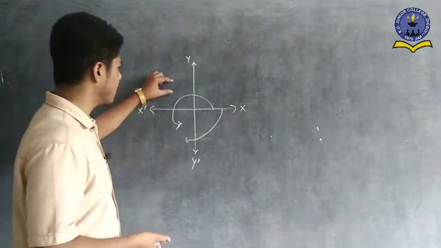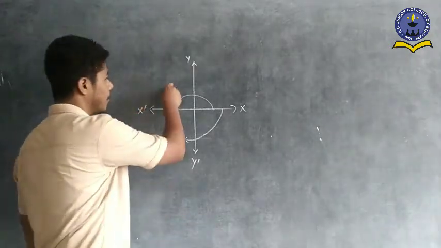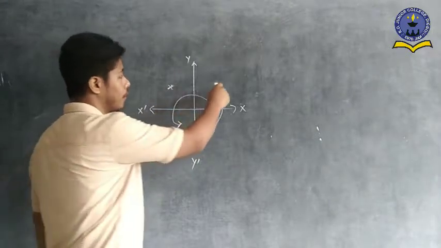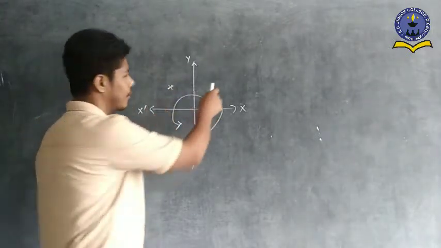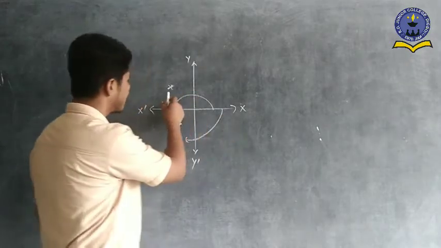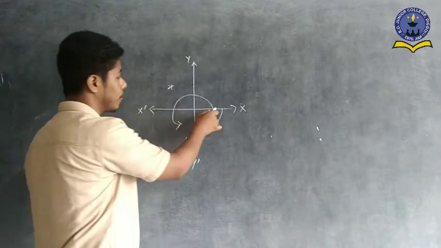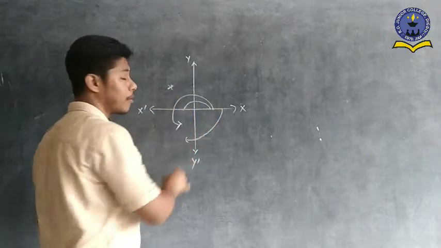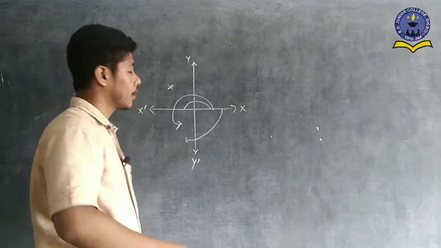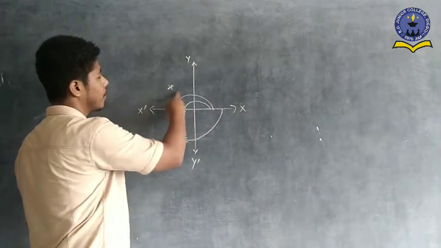Suppose we need one angle in this quadrant. All of you know the quadrants here, isn't it? The first quadrant, second quadrant, third quadrant, and this one is the fourth quadrant. Now if we need an angle here in the second quadrant, what do you have to do? The whole angle here is 180 degrees, and we have to come back because we need it in the second quadrant.